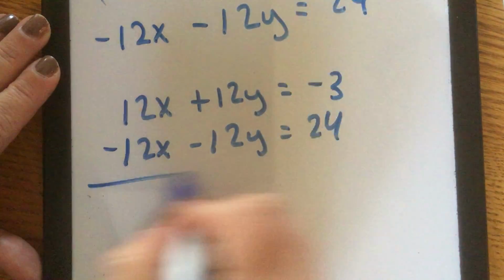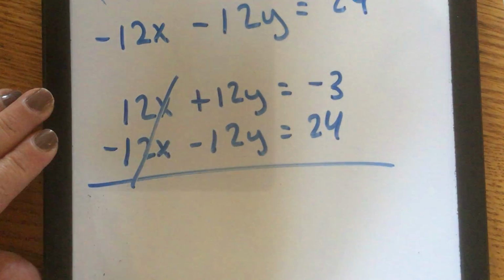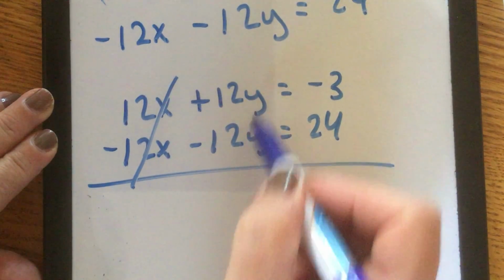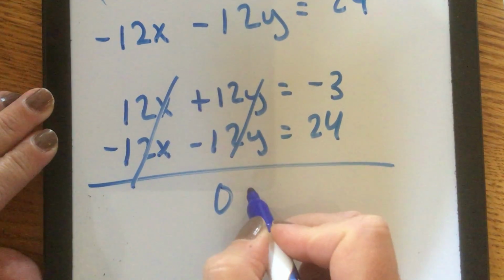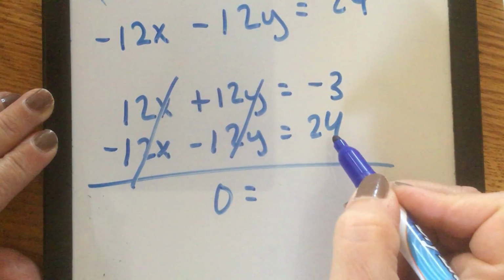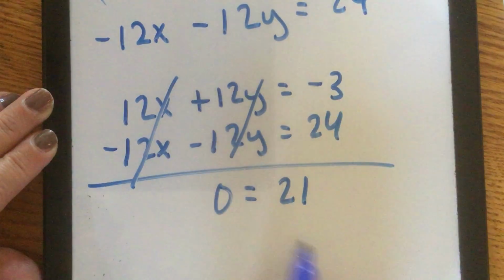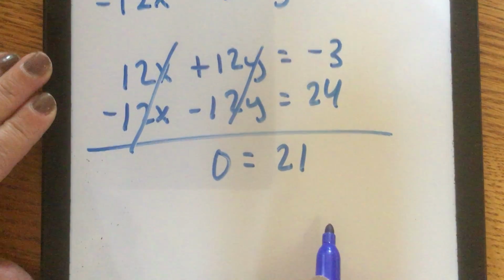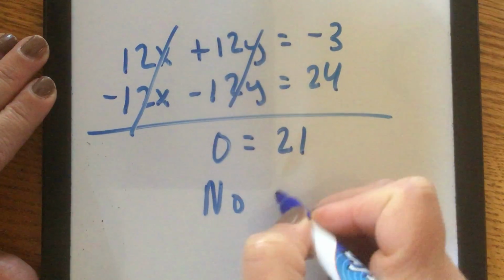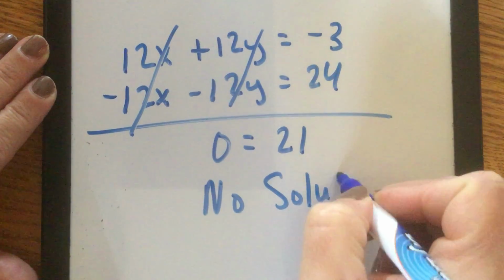And then I'm going to add everything together, and my x's cancel out like we want them to. But also the y's cancel out. So I get 0 on this side, but on this side I don't get 0. 24 minus 3 is 21. 0 equals 21 can never happen. So here you say no solution.